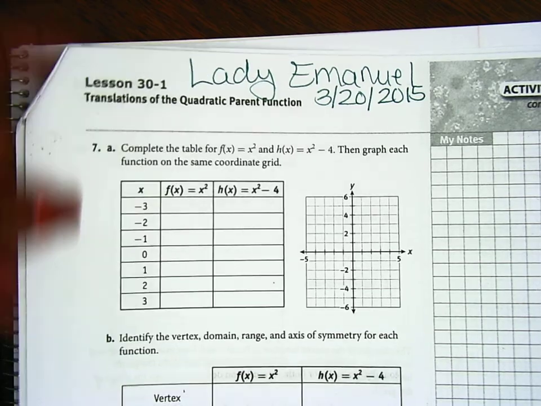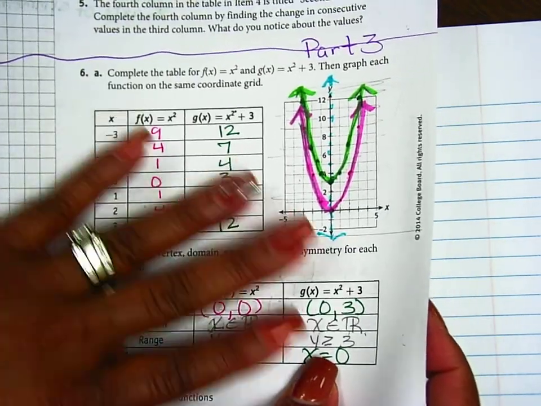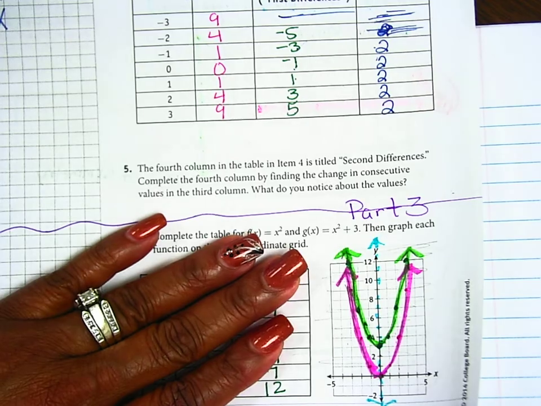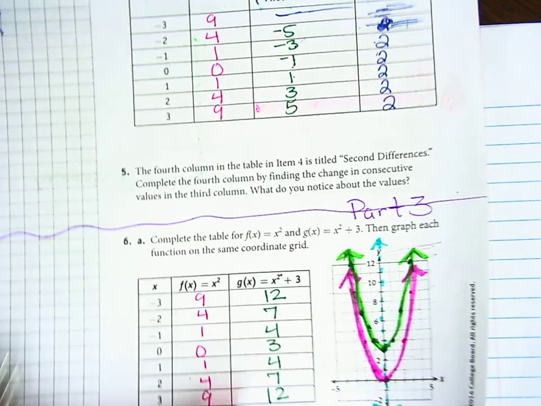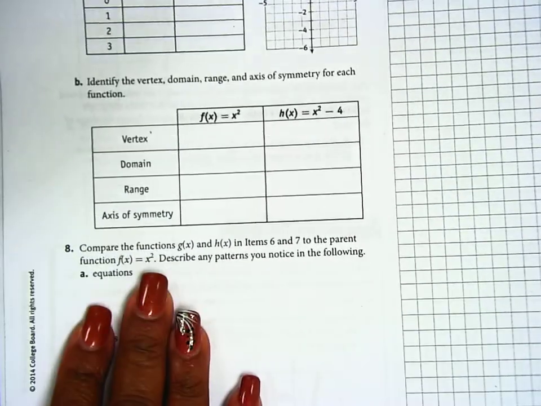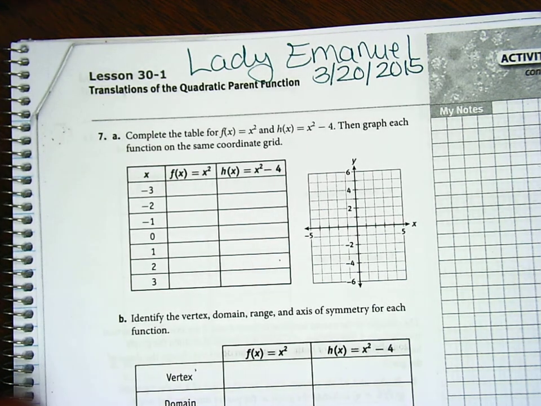On part 3, we ended with number 6AB, and I was sharing with you guys that you were going to compare this information, which is g of x, that function, with h of x for number 8. What I want to do in part 4 is go through 7A with you just as well. I don't know exactly how many I'm going to do, but I'm going to do some for you.